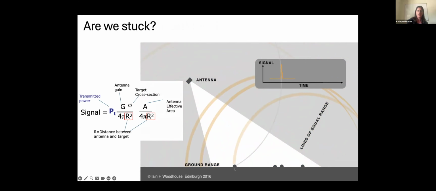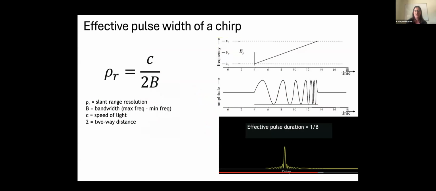How can we make a narrow pulse without sending out way too much power? Well, the answer is instead of sending out a pulse, the satellite sends out a chirp, which is a sweep of frequencies from low frequency to high frequency. You can see here in the time domain, it starts at a low frequency and finishes at high frequency. In the frequency domain, it sweeps from v1 to v2, sweeps up like this. And the set of frequencies that are spanned by the chirp is called the bandwidth.